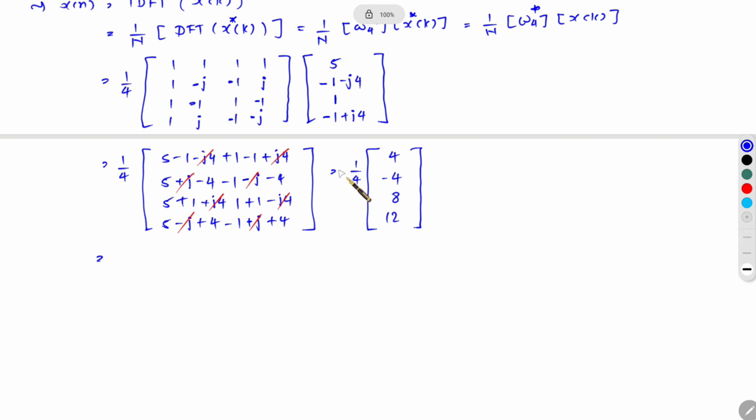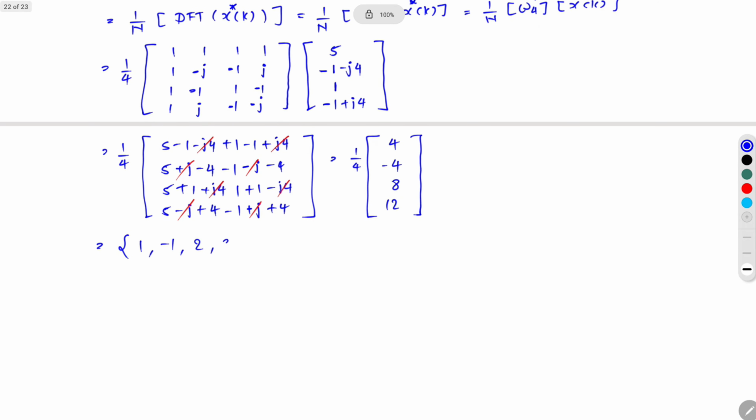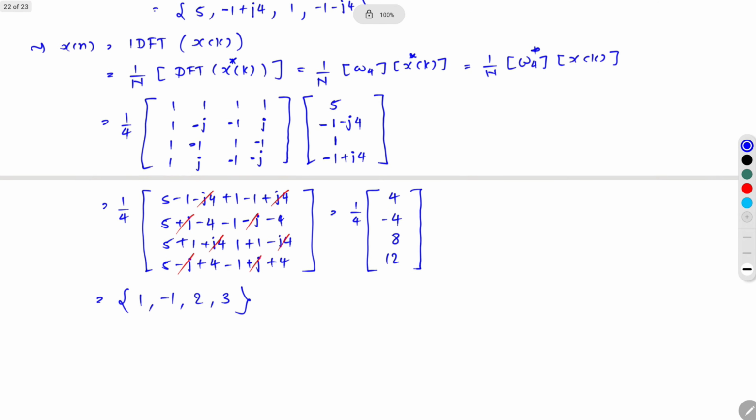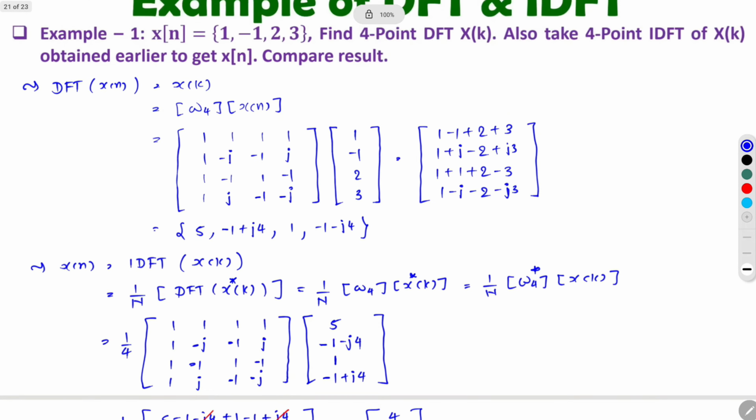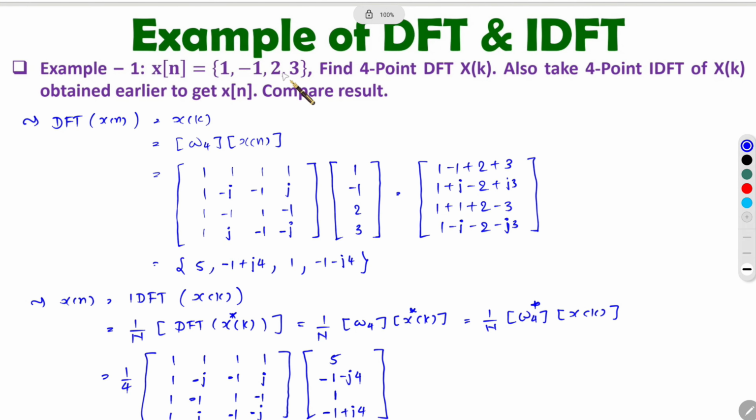So 1 by 4 you need to apply over here. We'll have 4 points. The first point will be 4 by 4, that is 1. The second will be 4 by 4 with a minus sign. Then 8 by 4, that is 2. Then 12 by 4, that is 3. So you can observe here 1, minus 1, 2, 3 is the sequence we have calculated, and the initial sequence was 1, minus 1, 2, 3.